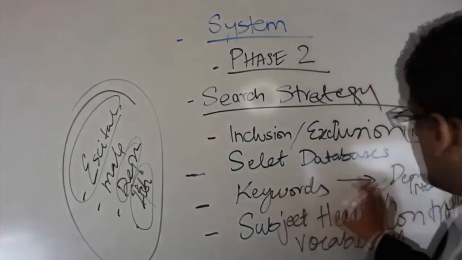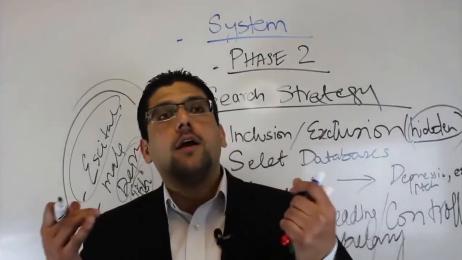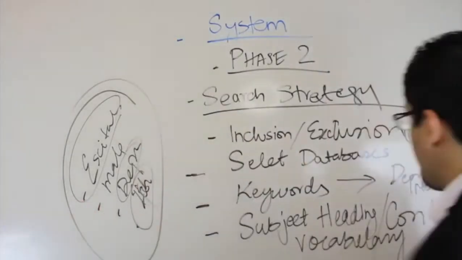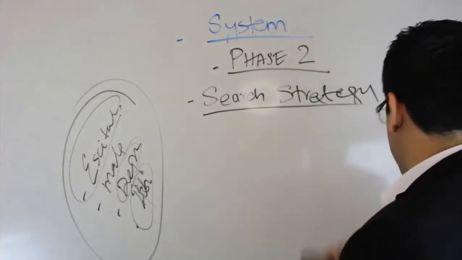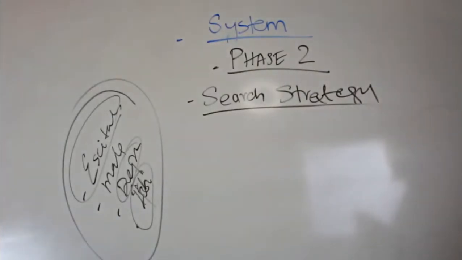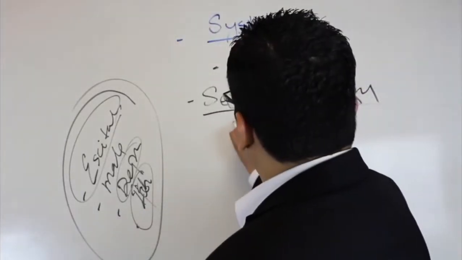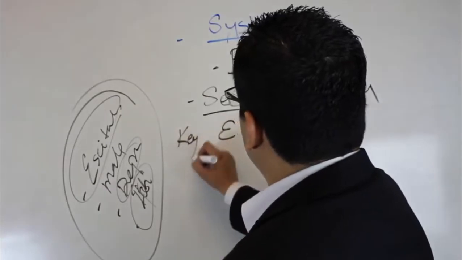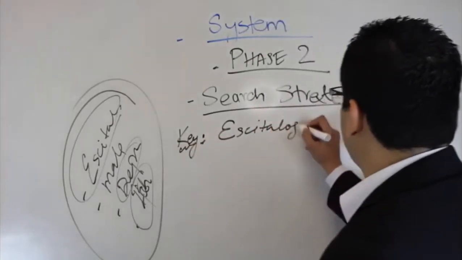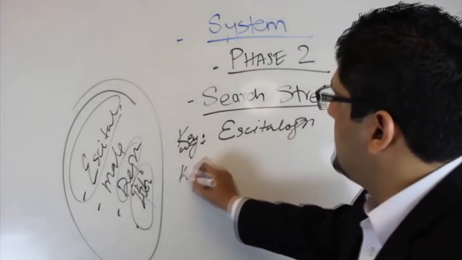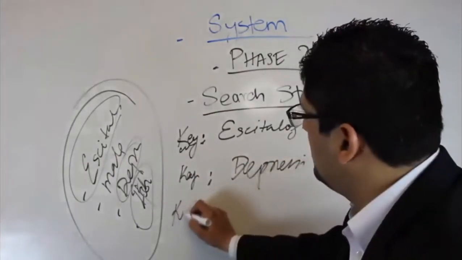Now, what else can be my keywords? Can you think of more keywords? So you have to try to think more and more. Now remember, in the search strategy, we should follow the style that's called building block style. So your first keyword, escitalopram. Second keyword, depression. Third keyword, itch.